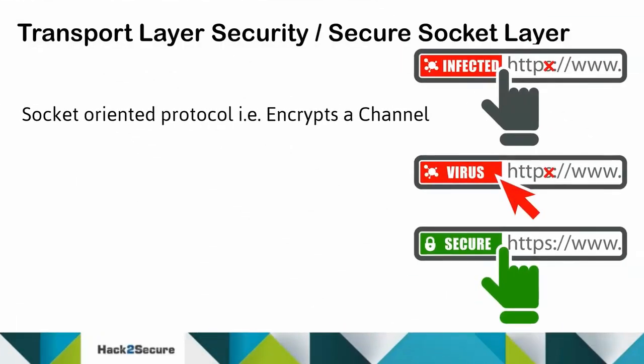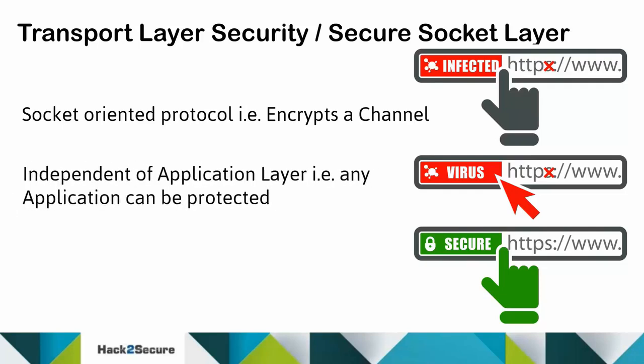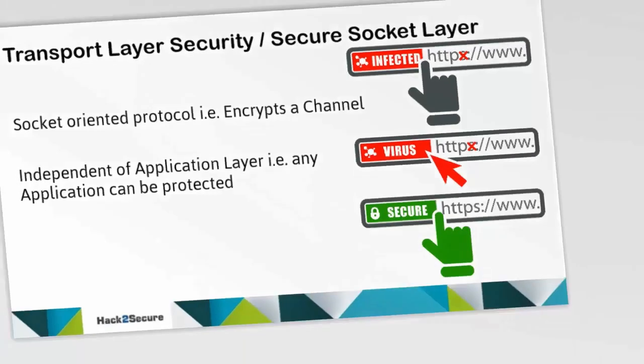TLS and SSL are socket-oriented protocols, and thus encrypt a socket or transmission channel between sender and receiver, but not the data. This is the main reason which makes these two protocols independent of the application layer, and so any application or even higher level protocols can be protected using TLS and SSL protocols. For example, TLS and SSL, when used with the HTTP protocol, result in the safe and secure HTTPS protocol, which is commonly used nowadays for secure and encrypted web transmission.